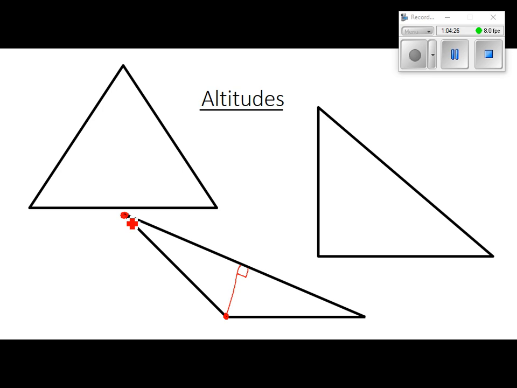Ah, so what are you going to have to do? It's going to hit this side of the triangle, but what do we got to do to that side of the triangle? Add on. You got to extend it on out. So it's going to look something like that.